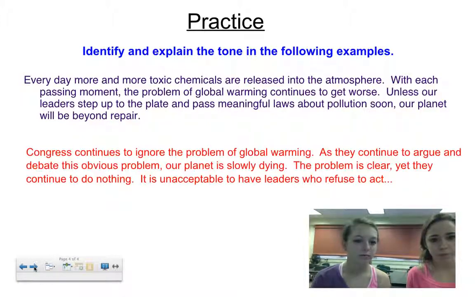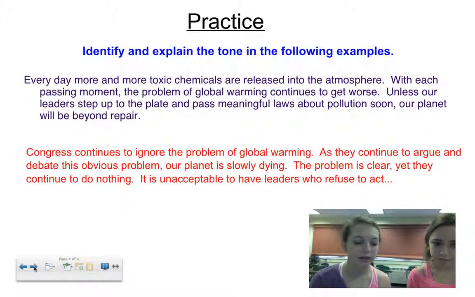Every day, more and more toxic chemicals are released into the atmosphere. With each passing moment, the problem of global warming continues to get worse. Unless our leaders step up to the plate and pass meaningful laws to end pollution soon, our planet will be beyond repair. So you are just going to read those and say what kind of tone you think that has.